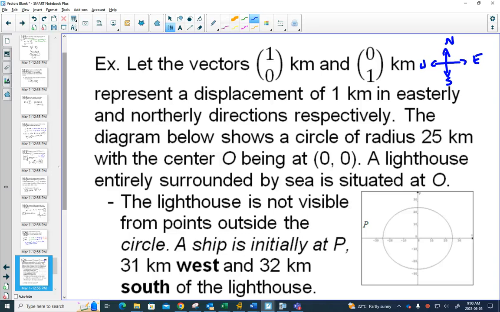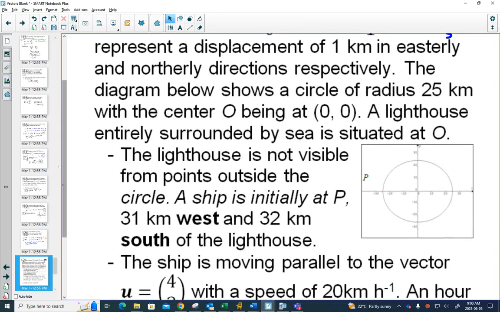And we've got a diagram where we put a lighthouse at the center that shows a circle with a radius of 25 kilometers. So you can see the lighthouse if you get to within 25 kilometers. Point P, we should actually draw it on. I have a P, but it's not in the right place. 31 kilometers west, 32 kilometers south. Here is point P.